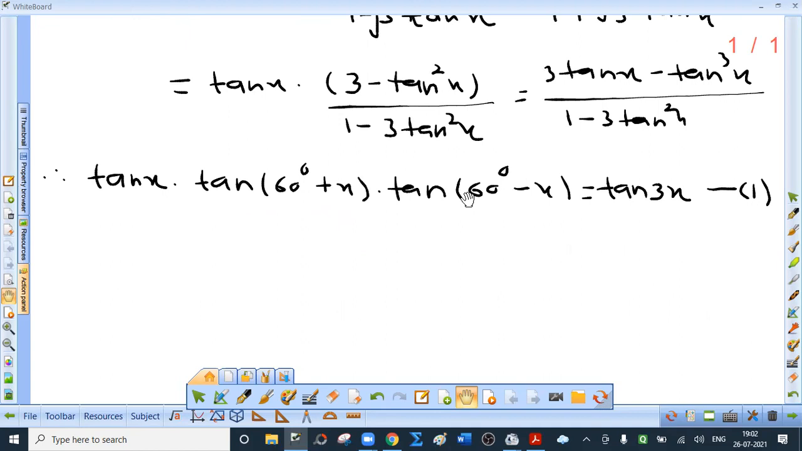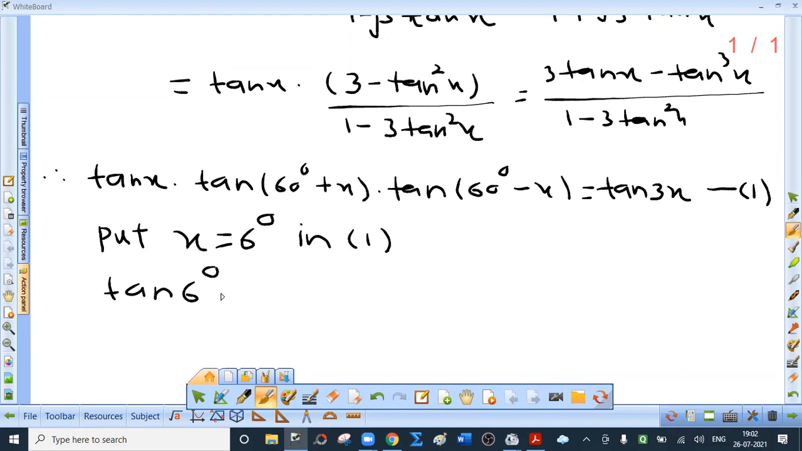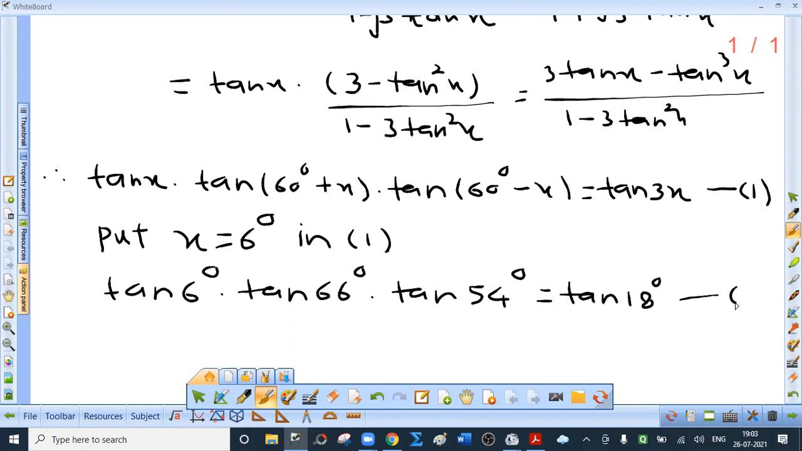Now the next part is interesting. I will say put x equal to 6 degree in the above. So tell me what you get. Write down tan 6 degree into tan of 66 degree into tan of 54 degree equal to tan 18 degree. This is number 2.